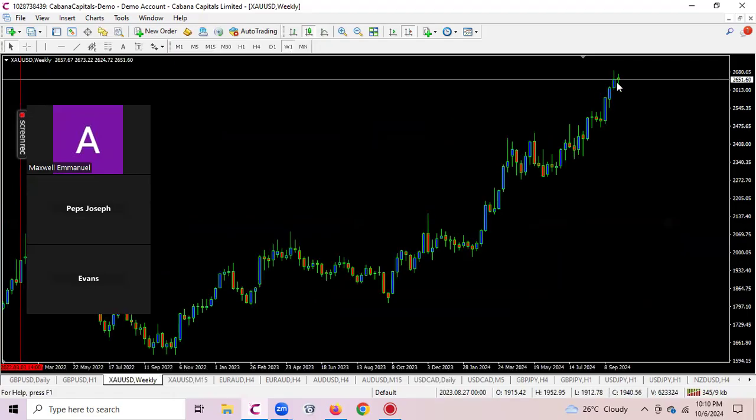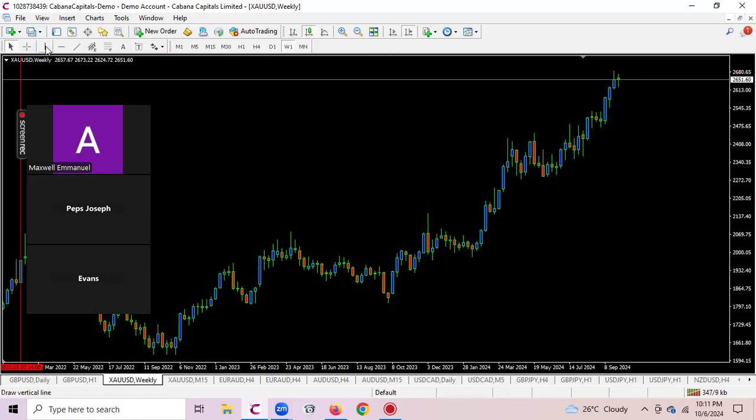As you can see, gold will open by 11 p.m. Currencies open by 10 p.m. Nigerian time, and gold is by 11. So last week's candle closed as we can call this.